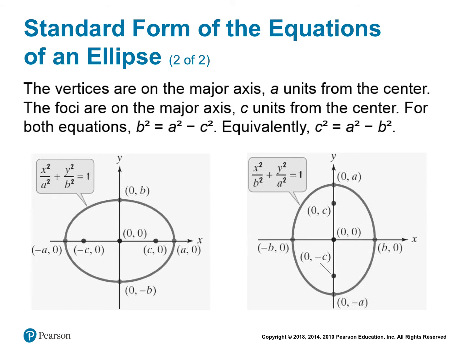Okay, the vertices are on the major axis, a units from the center. So we kind of talked about those already. They're on the longer axis here. Same on this one. The foci are on the major axis, c units from the center. So you can see my ones that are a distance of some amount c. They're on the major axis as well. For both equations, b squared is going to equal a squared minus c squared. Or you could rearrange it as c squared equals a squared minus b squared.